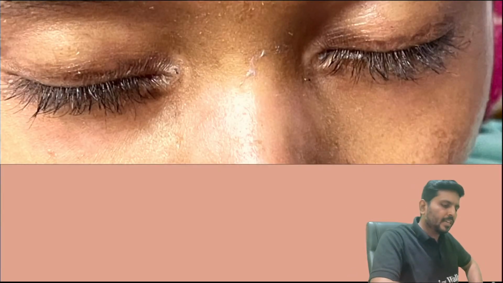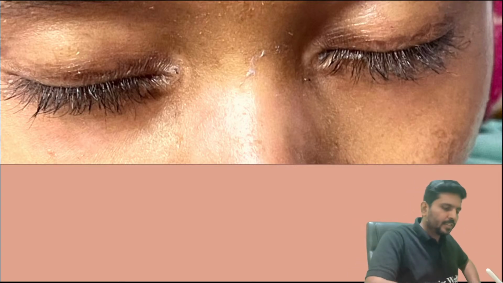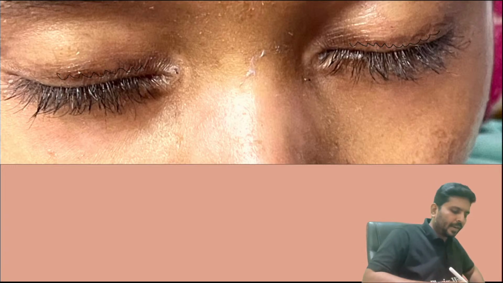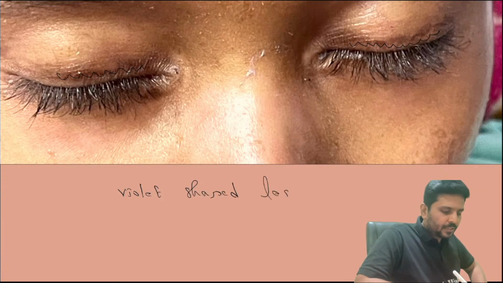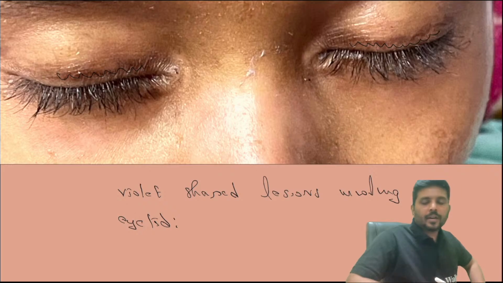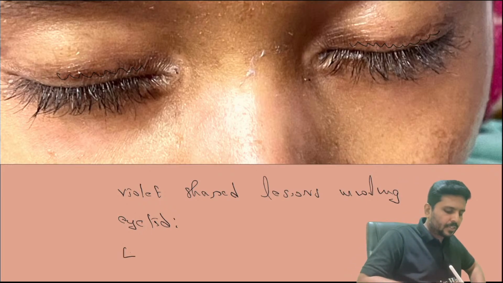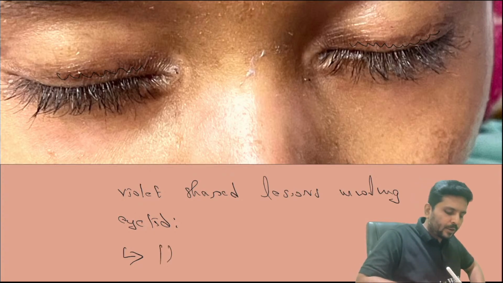Then, what is this lesion? Tell me, what is this lesion? You could see some violet-shaped discoloration of the upper eyelid. Again, these are violet-shaped lesions involving your eyelid. What is this called? This violet-shaped lesion involving the eyelid is called heliotrope rash.